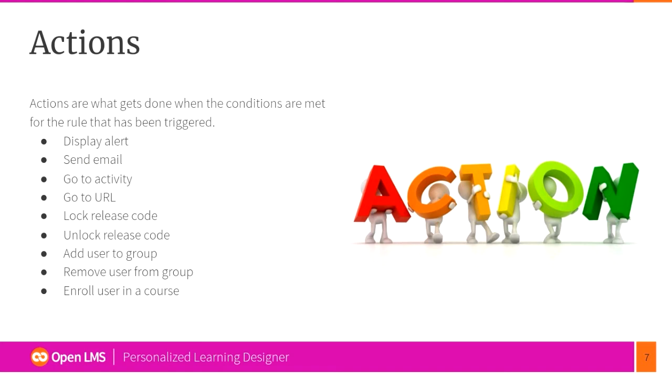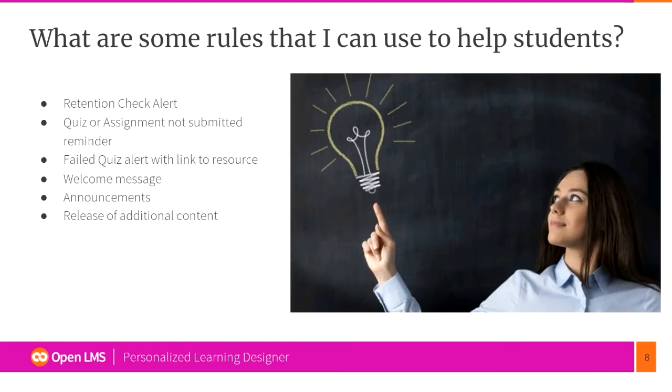So you might say, okay, what are some rules I can use to help my students? Just some sample rules. Retention check alert, quiz or assignment not submitted reminder. Again, I've talked a lot about congratulating students or allowing students to proceed within a course based on certain activity completion. You can also do the opposite of that and say, we're going to do a reminder for when a student has not submitted a quiz or an assignment.